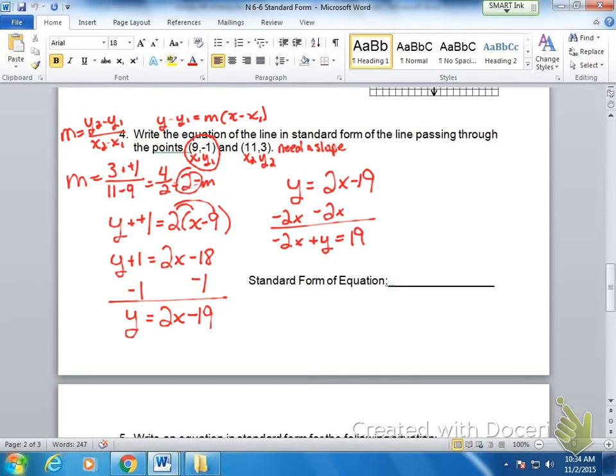Now, it might seem like we're done, but remember one of our rules is a cannot be negative, and right now a is -2. So to fix that, we multiply both sides, or everything, by -1. And when I do that, I get 2x, because -1 times -2x is 2x, minus y equals -19. And now it's in standard form. So guys, it's everything we've been doing, plus a little bit more. Don't leave your a's as negatives. Let's go on to number 5.